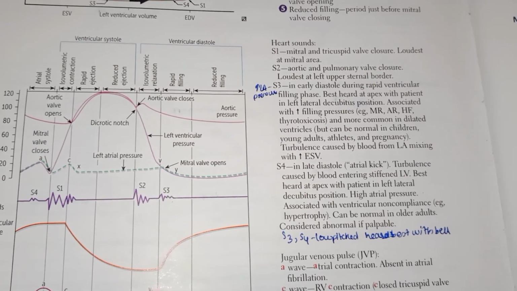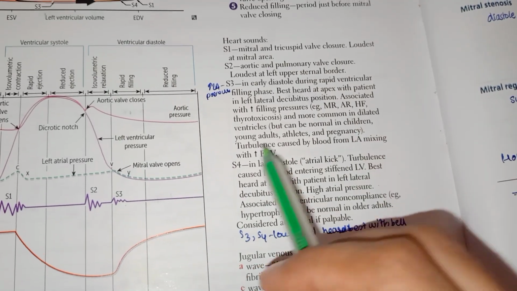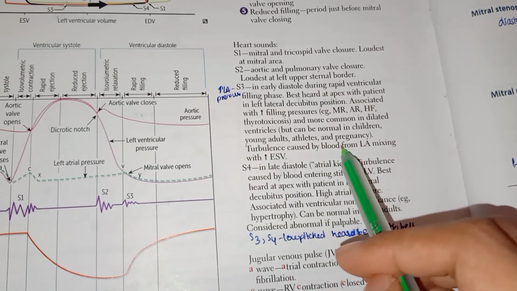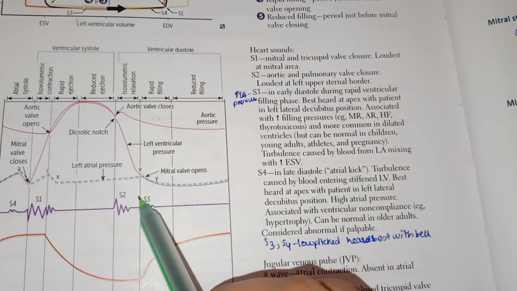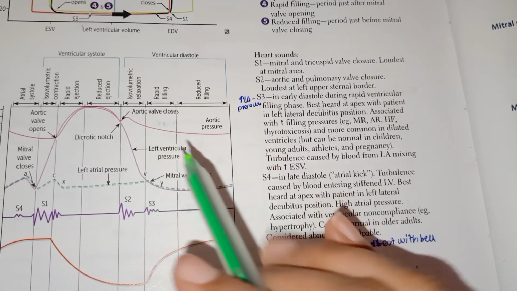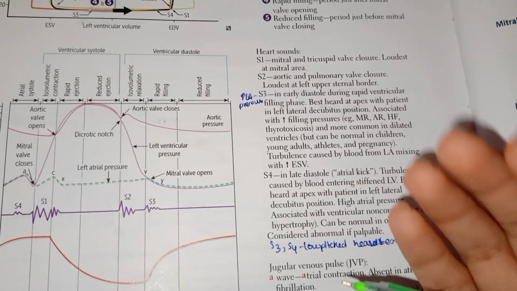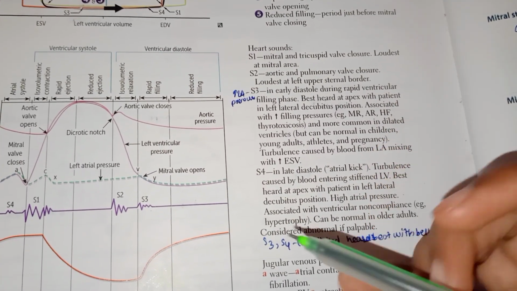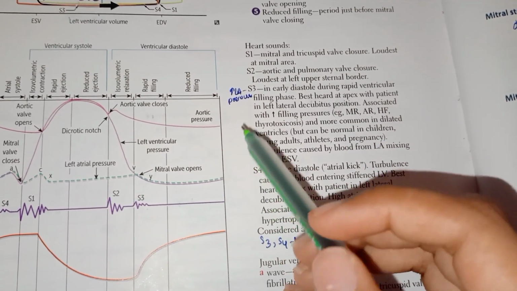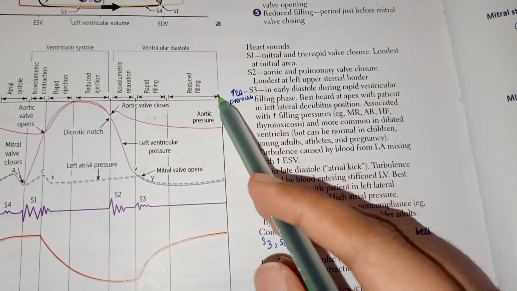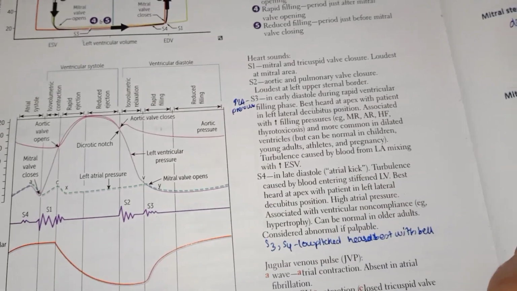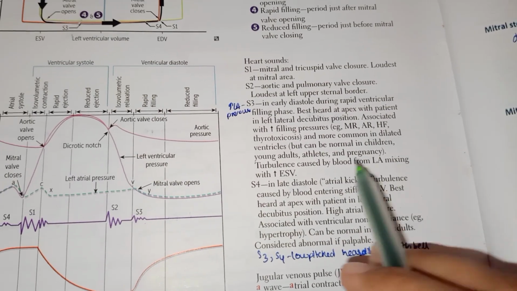And it is normal in childhood. You can see here it is normal in children, young adults, athletes, and also in pregnancy. An S3 sound heard in the heart in these situations is not a problem. But if you hear an S3 sound other than in these situations, then it is an abnormality because there is rapid ventricular filling in that case. In S3 you can also see that whenever there is more left atrial pressure, then you'll get an S3 sound.